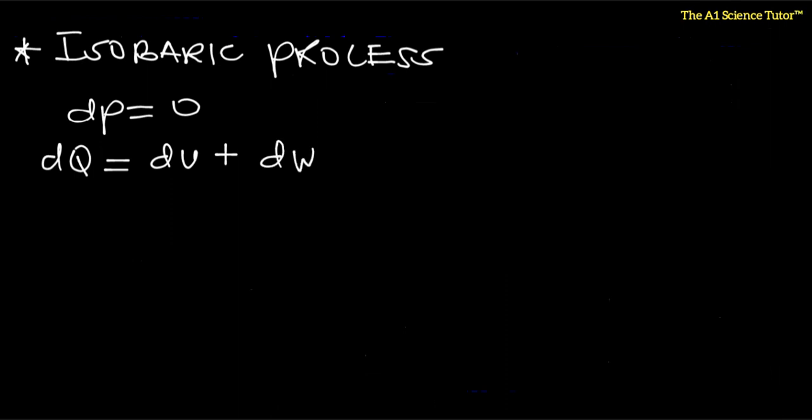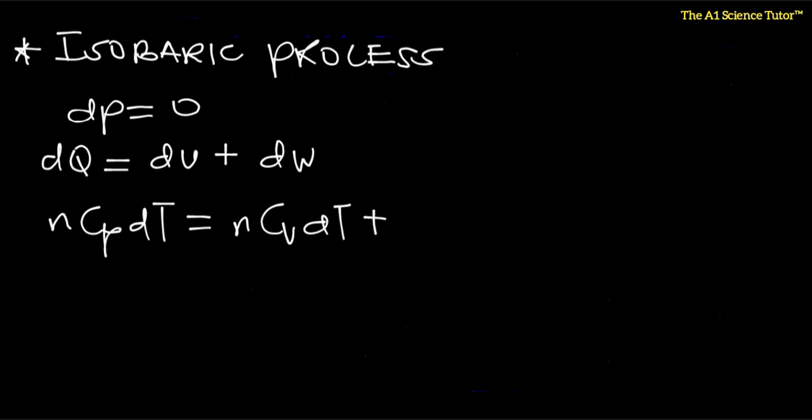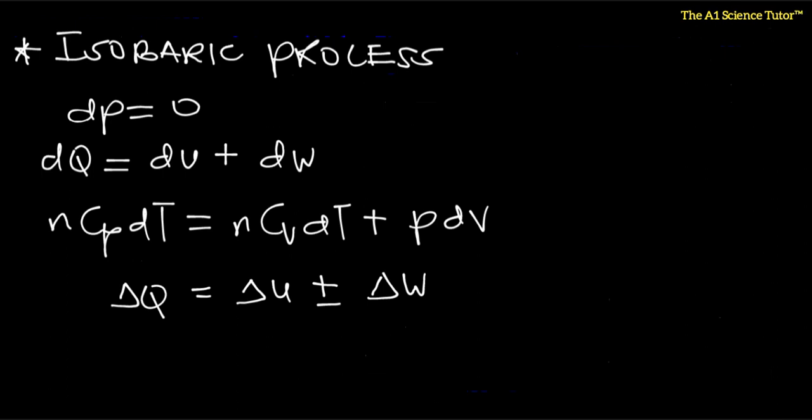So for dQ, we have nCp dT, and for dU, we have nCv dT. For dW, we have P dV. As you can see, there is no term that has a dP there. So that means under isobaric processes, the first law equation remains the same. That means dQ will still be equal to dU plus dW. So that is basically it under the first law.